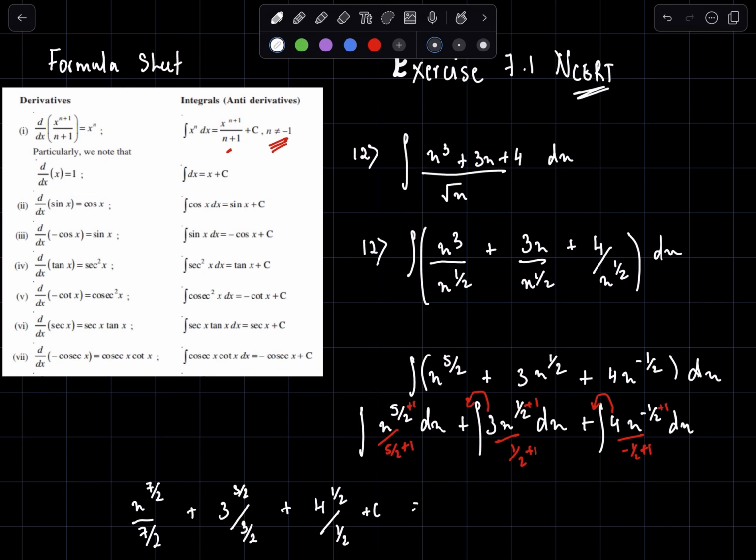Now let's simplify this. If 7 by 2 is in the denominator and you want to bring it up here, you have to take the inverse, which is 2 by 7. So 2 by 7 times x raised to the power 7 by 2 plus, again, 3 by 2 is in the denominator. If you want to bring it here, you invert it, which is 2 by 3 times, oh, this is x. I forgot to write the x. My bad.